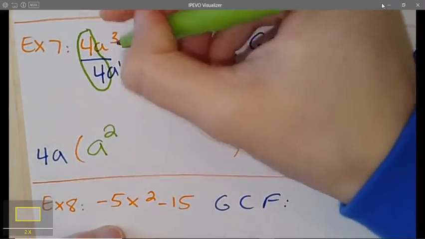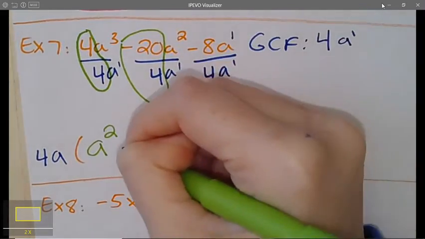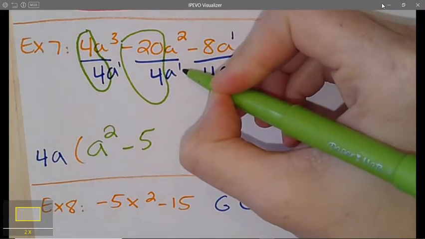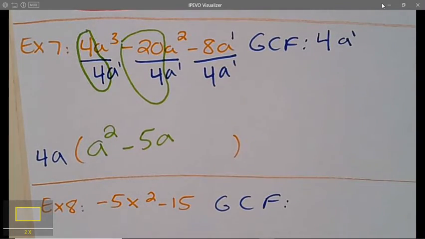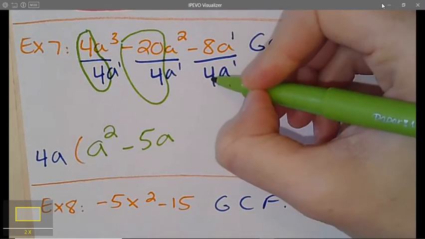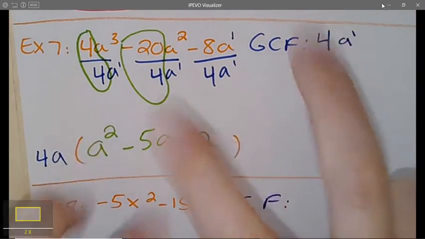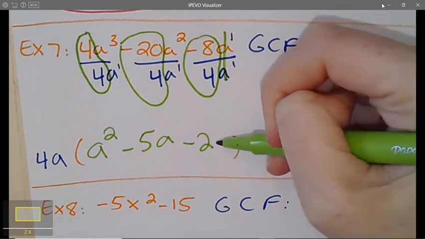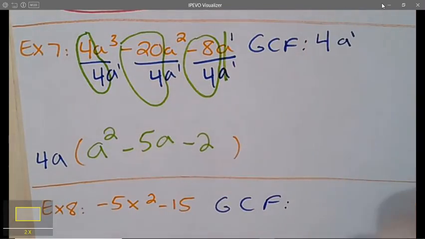Okay, then my next term, negative 20 divided by 4 gives me a negative 5. And a squared divided by a, well, 2 minus 1 gives me a to the first, or just plain old a. And then lastly, negative 8 divided by 4 is negative 2. And a divided by a will cancel out or divide and turn to 1. So negative 8 divided by 4 was negative 2. The a's will cancel and turn to 1. So this would be my final answer.